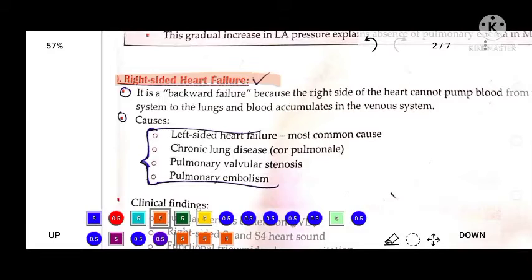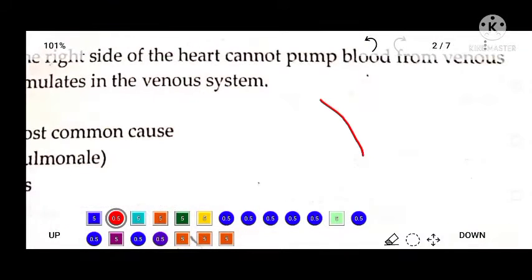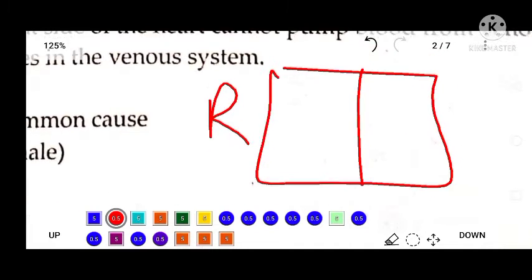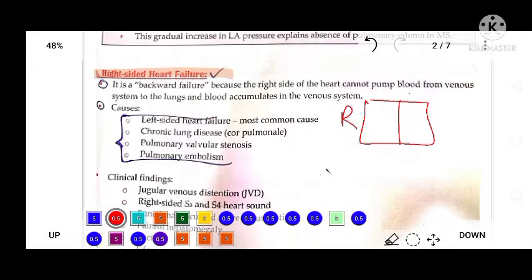And another type of heart failure is right-sided heart failure. Right-sided heart failure is present when the right side of the heart fails, and there are also different causes of right-sided heart failure. The cause may be left-sided heart failure, which makes the right side fail. Chronic lung disease, pulmonary valvular stenosis, or pulmonary embolism can cause right-sided heart failure.